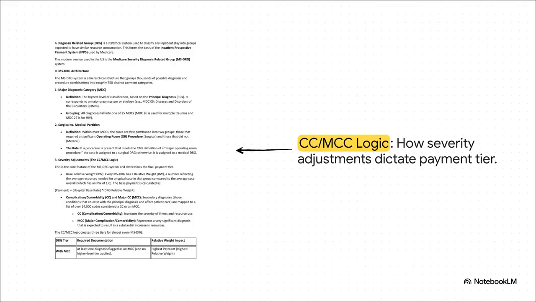And this core MSDRG formula relies heavily on clinical and resource similarity, where every DRG starts with a base relative weight. Think of complications and comorbidities, your CCs and MCCs, as financial multipliers. Capturing an MCC represents a severe diagnosis requiring substantial resources, which rightfully pushes the claim into the highest payment tier.